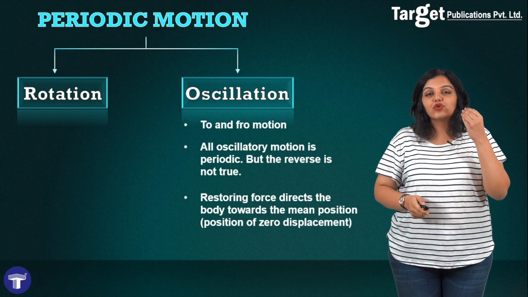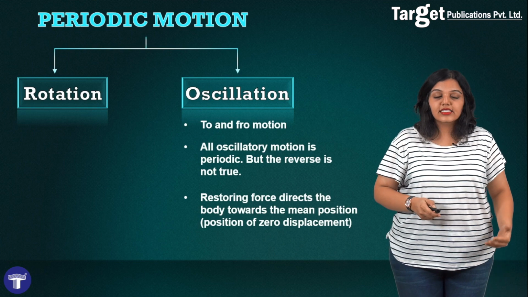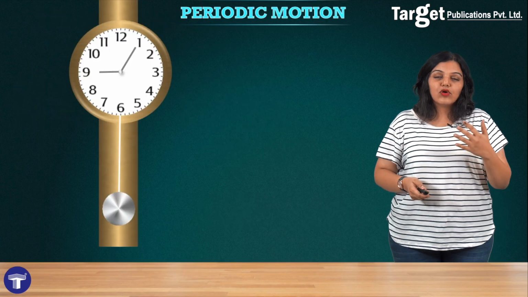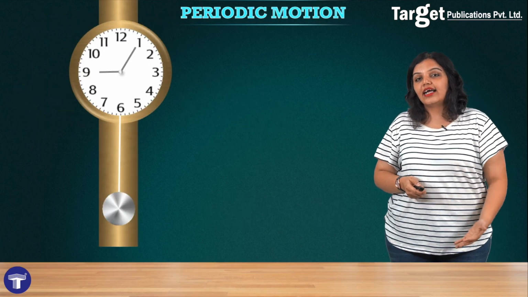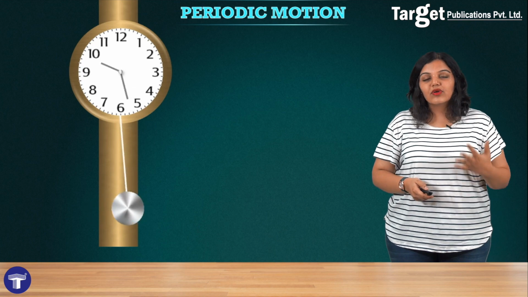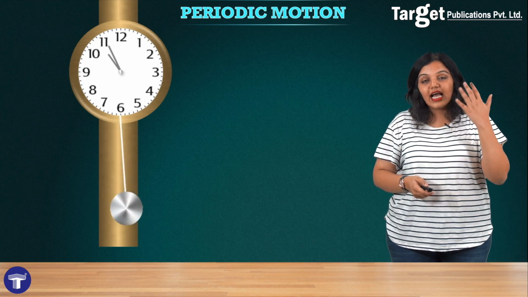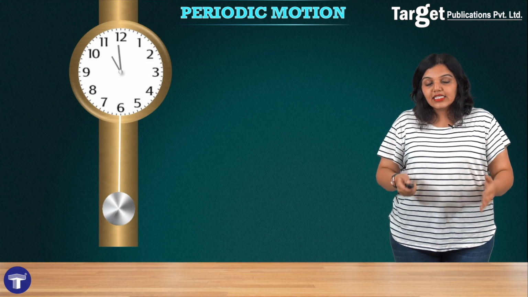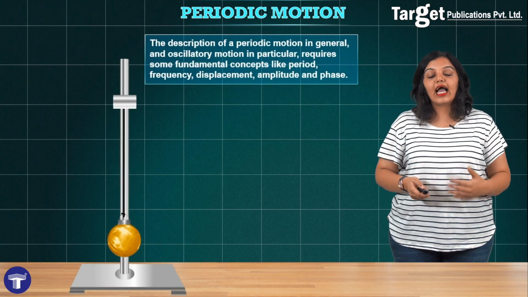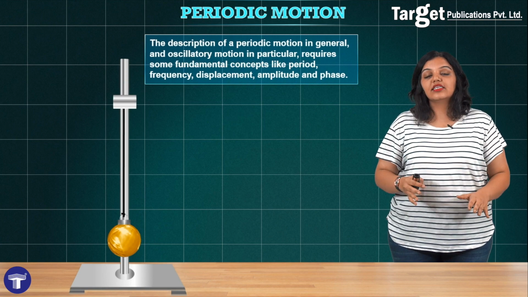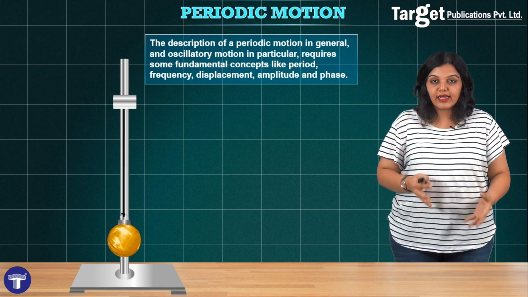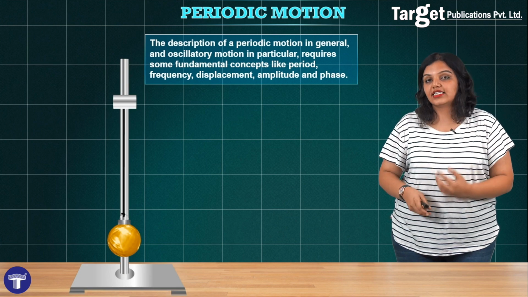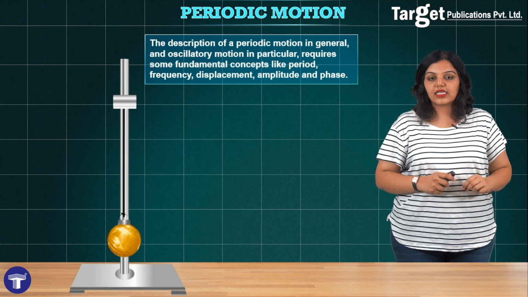So now that we have understood very basically what oscillation is, let's now start understanding the concepts related to oscillation. The most famous example of oscillation is the grandfather's clock or the pendulum clock. We've seen this pendulum swing many times, and this is an example of periodic and oscillatory motion. But these concepts of oscillatory motion and periodic motion, in particular, they require some knowledge of fundamental concepts like period, frequency, displacement, amplitude, phase, etc. So let's see what these concepts mean.